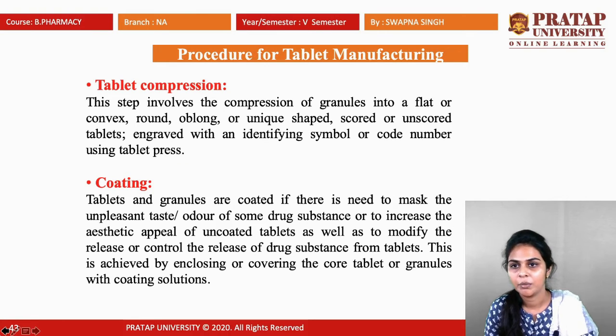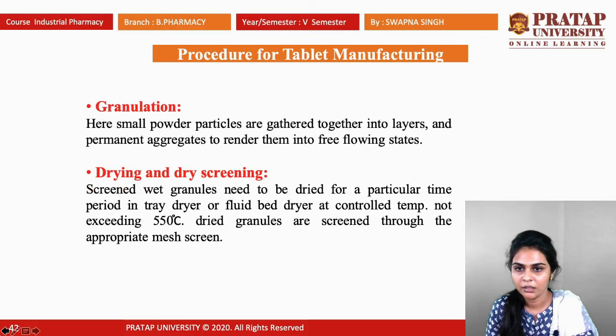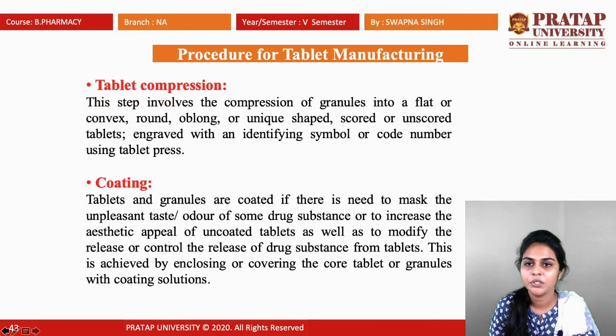Next is tablet compression. After drying and screening, tablet compression is performed. This step involves the compression of granules into a flat, convex, round, oblong or uniquely shaped, scored or unscored tablet, engraved with an identifying symbol or code number using a tablet press.